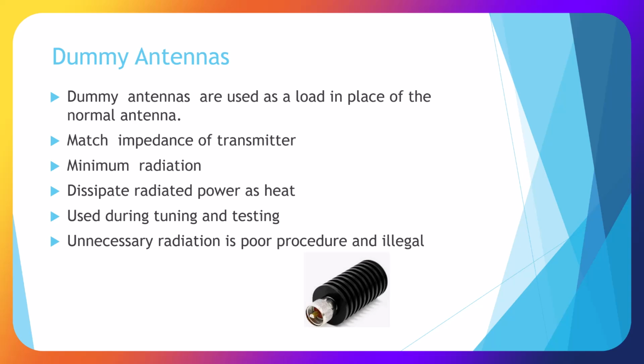Let's cover dummy antennas. Dummy antennas are used as a load in place of a normal antenna, and they are supposed to match the impedance of the transmitter. They emit minimum radiation, they dissipate radiated power as heat, and they're used during tuning and testing of amplifiers, and unnecessary radiation is a poor procedure and illegal. So these are used when we're testing equipment without actually broadcasting.